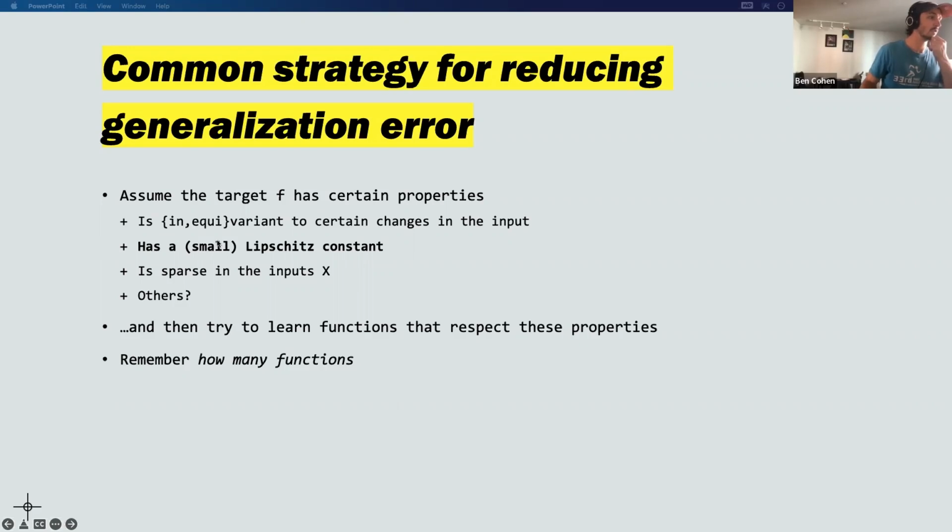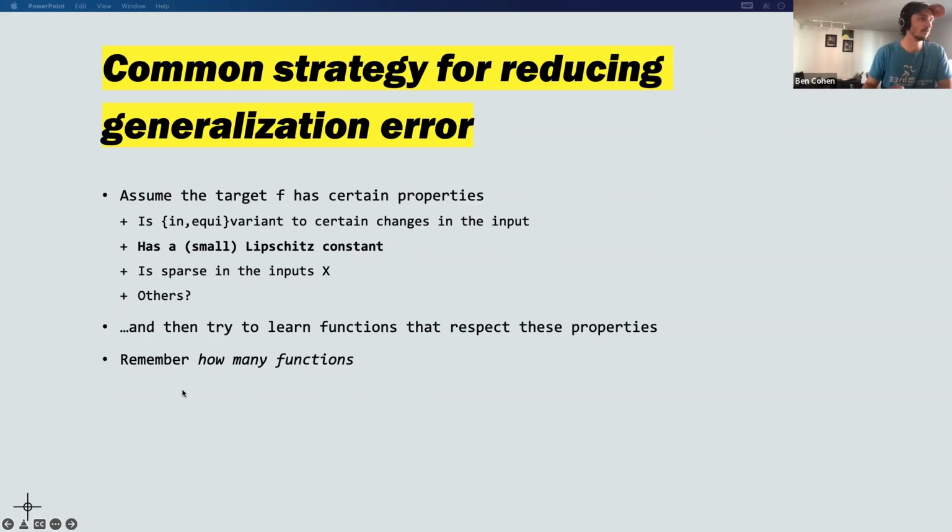Another one would be that maybe the labeling function has a small Lipschitz constant. The labeling function is really from the input domain to 0, 1. So what's Lipschitz got to do with this? Well, if we assume there's a continuous Lipschitz function and then we threshold it to get the labels, we can think about the underlying F as having a small Lipschitz constant. That also restricts us down from having to learn all possible functions to a smaller set of functions. Another one would be to assume that the labeling function only makes use of a subset of the features in X. And then we can try and learn functions that respect these properties.